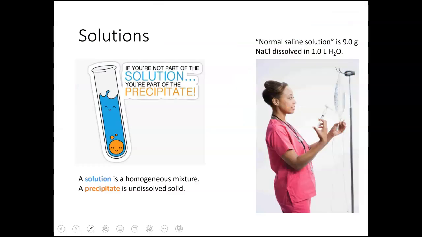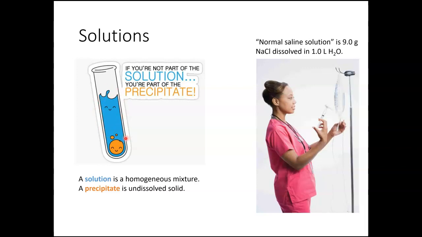So first, a little bit of vocabulary review. Remember that we have a homogeneous mixture, and that is something that is a combination of two or more compounds, and it is uniform throughout. And so what we call this is a solution. So a solution is just some compound that has something else dissolved in it. And if we were to look at a test tube and see a solution that's uniform throughout, that's the solution.